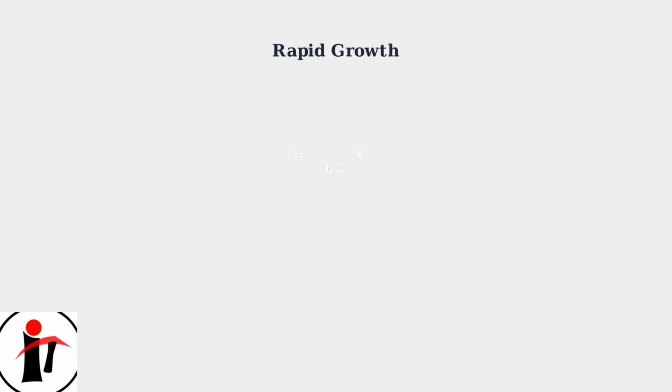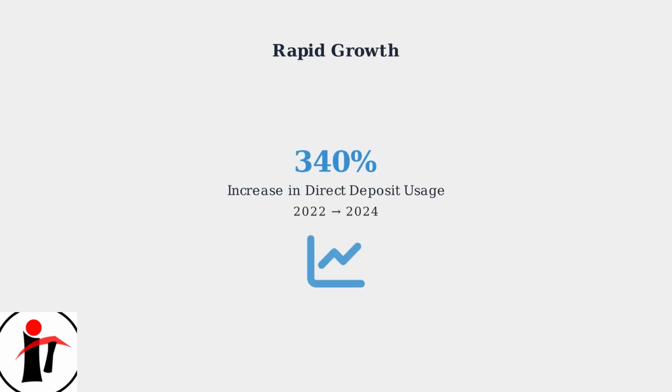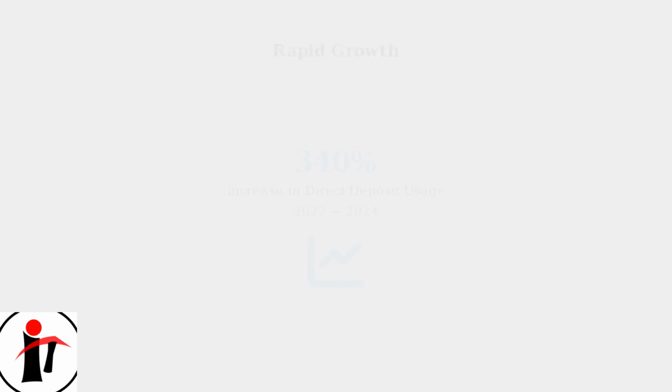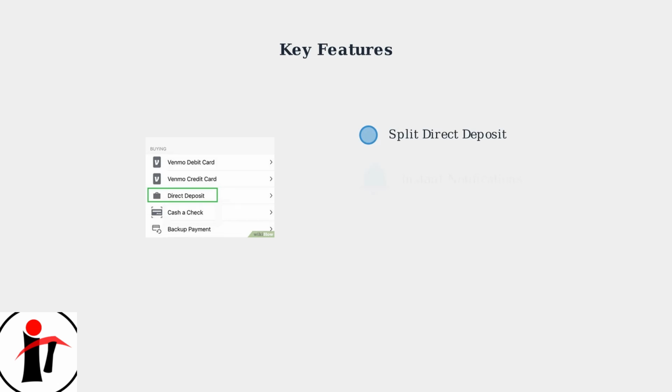Direct deposit adoption on Venmo has exploded in recent years. Usage increased by 340% from 2022 to 2024, showing massive growth in digital banking preferences. Venmo offers several advanced direct deposit features. You can split deposits between multiple accounts, receive instant notifications when money arrives, and access integrated budgeting tools.